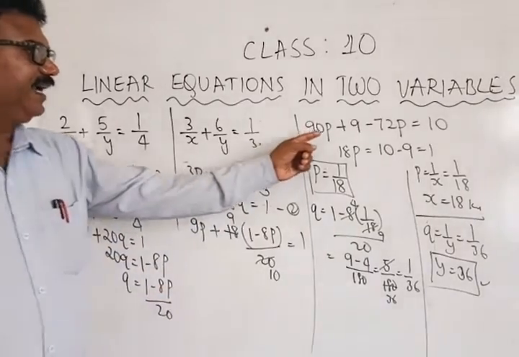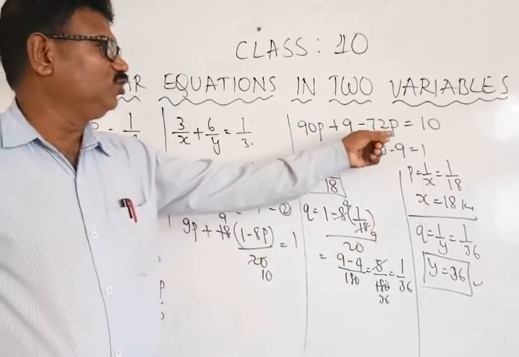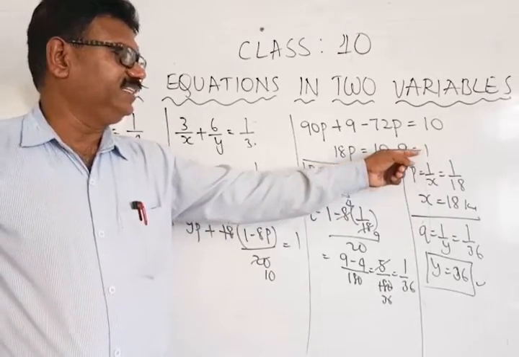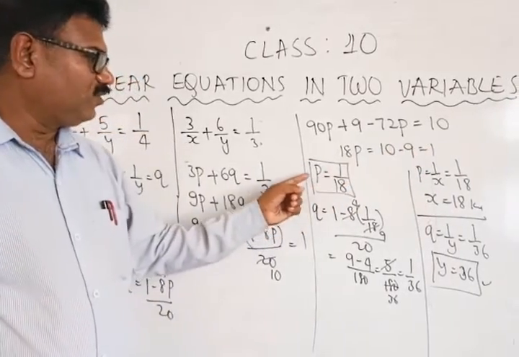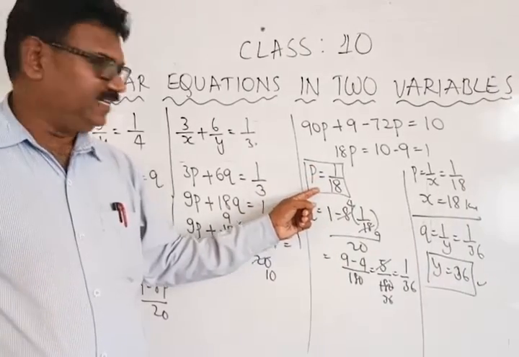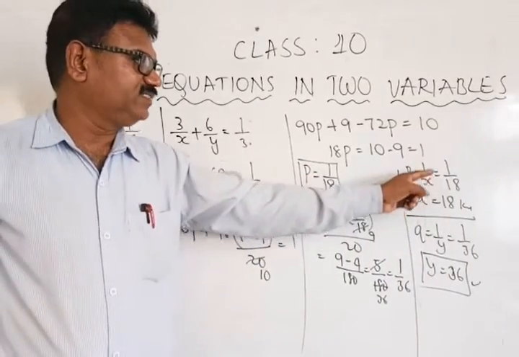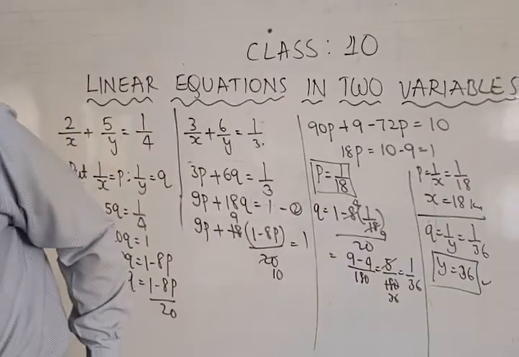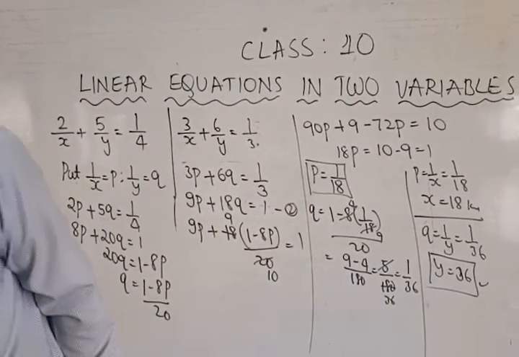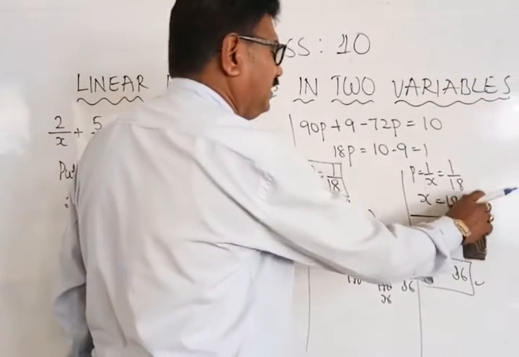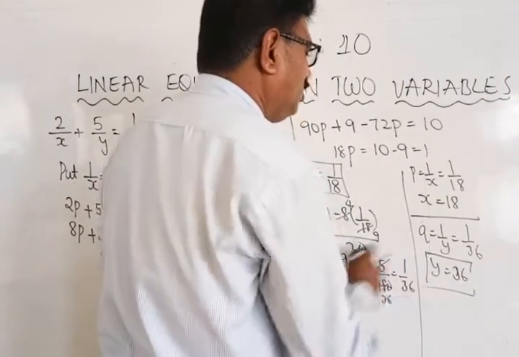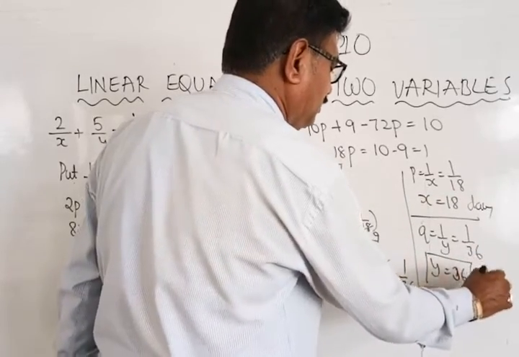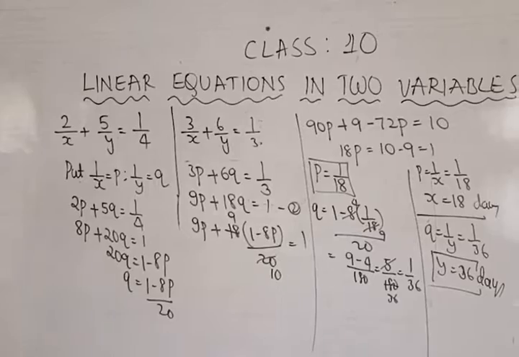You will get 90p plus 9 minus 72p equal to 10. Therefore 18p equal to 10 minus 9 equal to 1. Therefore p equal to 1 by 18. P means 1 by x is equal to 1 by 18. Therefore x equal to 18 days. Sorry, not kilometer, 18 days, and y equal to 36 days. Please take down.